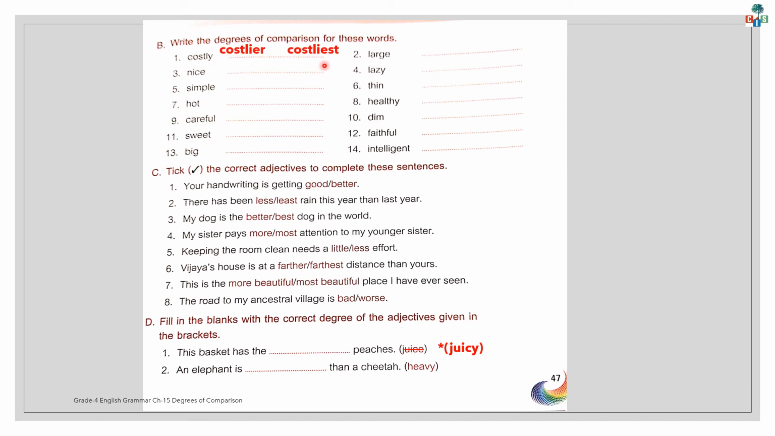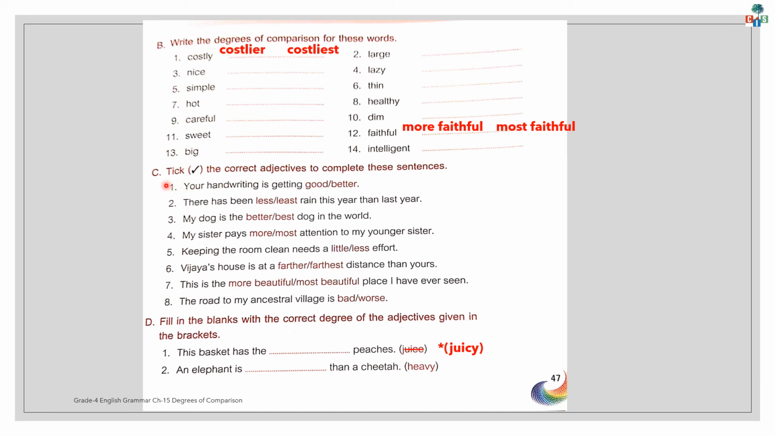Costlier, costliest. Costlier is for the comparative degree and costliest is for the superlative degree. Costly, costlier, costliest. See the 12th one, faithful. Here we will not add ER and EST to form the comparative and the superlative degrees because this is a long word. So we will use more faithful for the comparative degree and most faithful for the superlative degree. Faithful, more faithful, most faithful. So like this, try to get the degrees of comparison for these words.